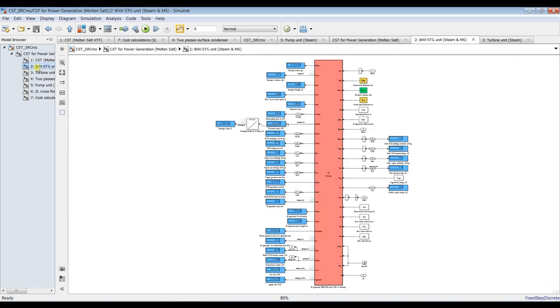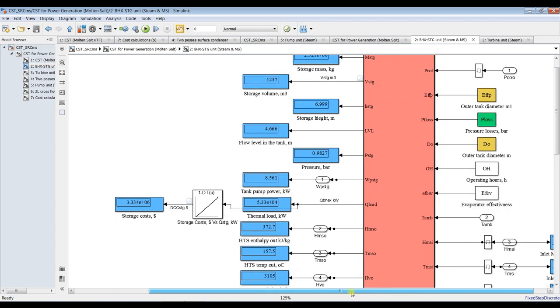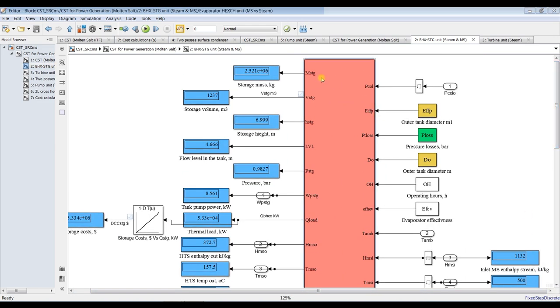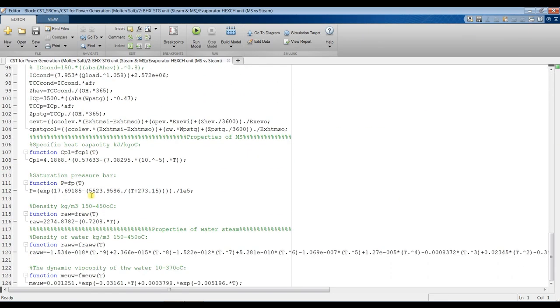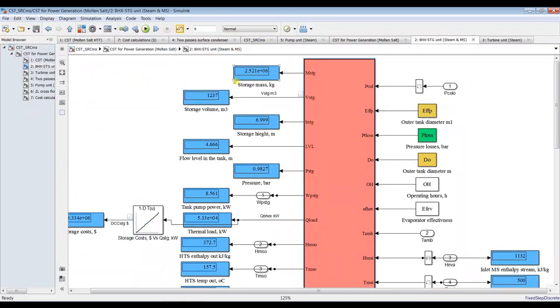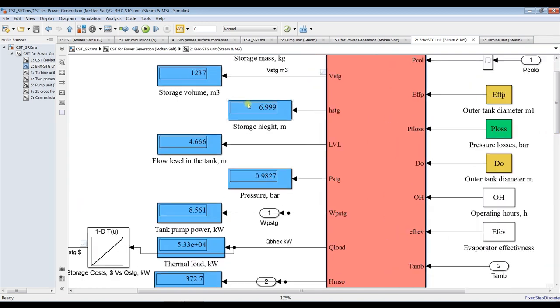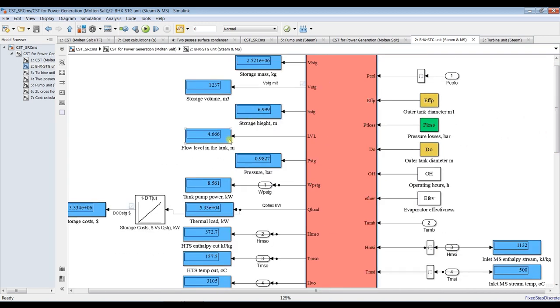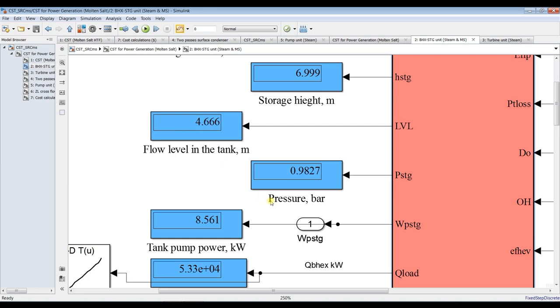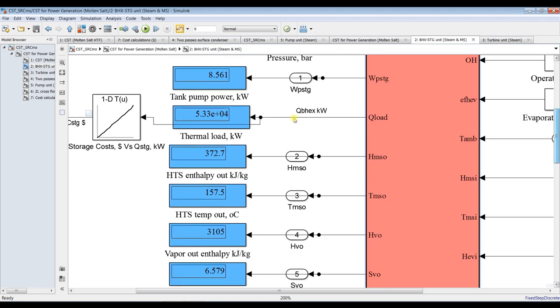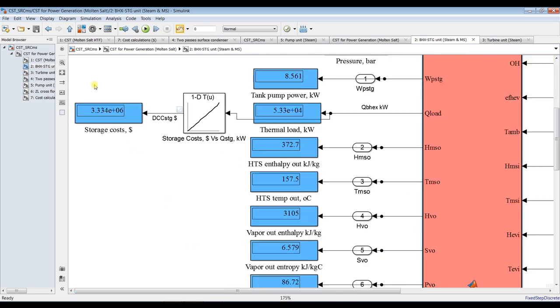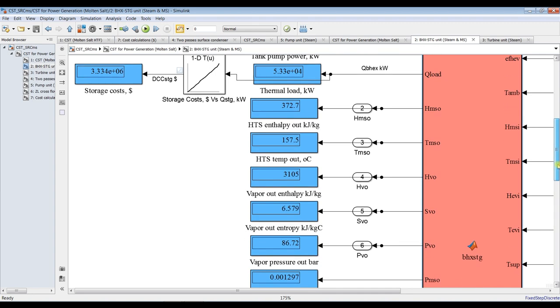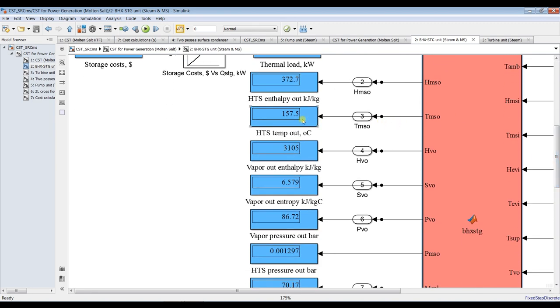So for boiler heat exchangers, it's quite hard, so you can double click on it and you can use the code. As you can see, it's quite complicated. Okay, you can calculate the mass, the volume, total volume, storage height, it's around 77 meters, level in the tank, pressure, and pumping power, 8 kilowatts inside the tank, thermal load, and from this thermal load you can calculate the storage cost as a direct capital cost, and enthalpy of the molten salt out, temperature out of the molten salt.